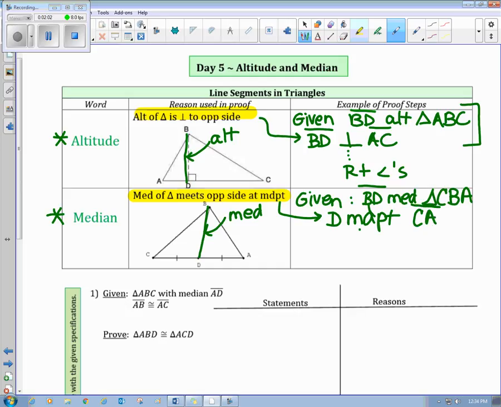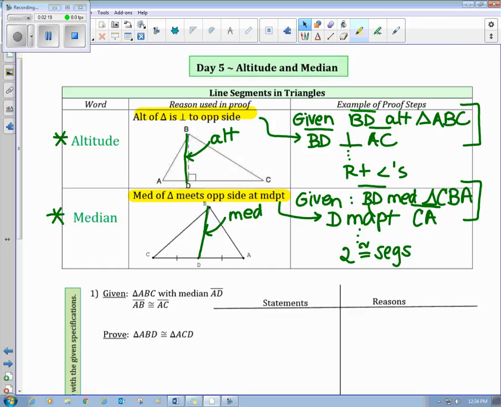And then, of course, we know that once we have a midpoint, we usually have two congruent segments. So my goal is to make sure that you know that when you have a median, you go on and say that your median creates that midpoint.